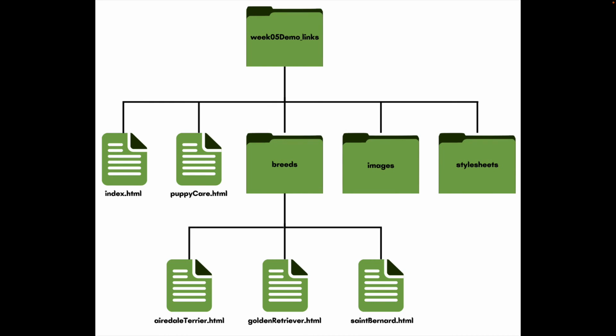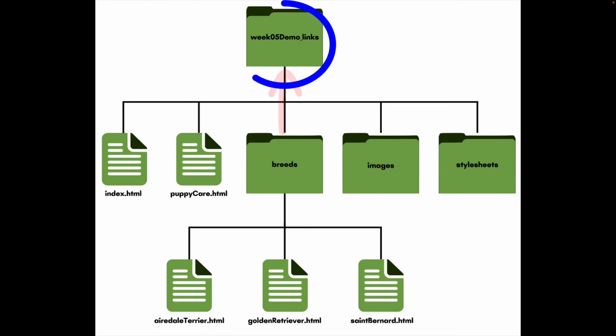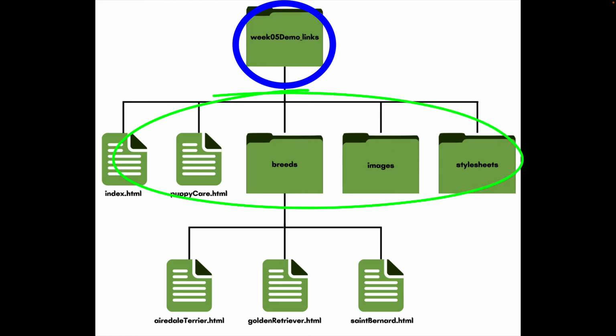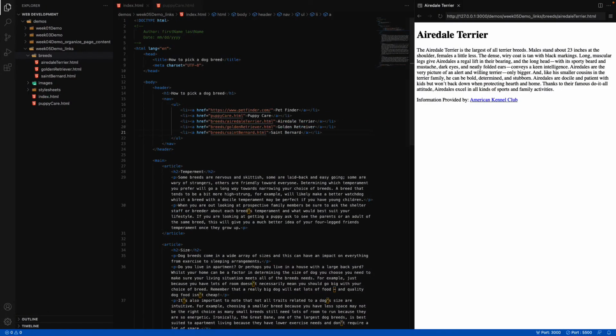So the original file, if we were at the Airedale Terrier, we would only be able to see what's inside of our current directory, which is the Golden Retriever file and the St. Bernard file. But we need to leave the breeds directory entirely in order to get up to our main folder and have access to everything else that's in that structure. So essentially, we need to follow this path out of the breeds directory to get to our home page. Let's go back to VS Code and open up our Airedale Terrier file in the HTML.